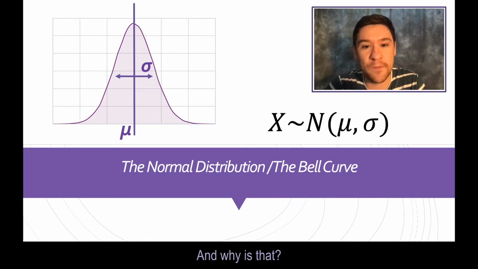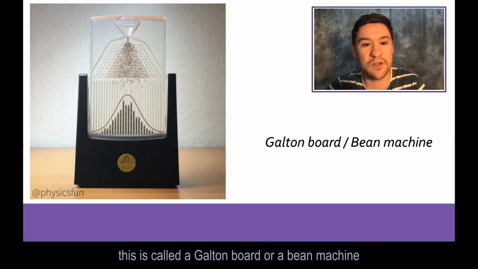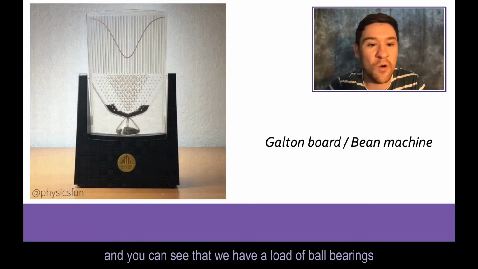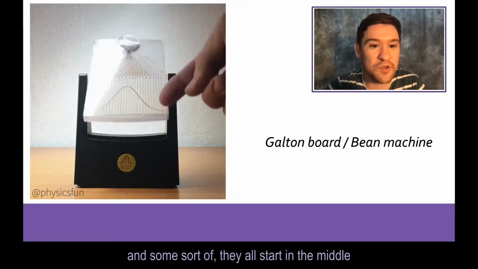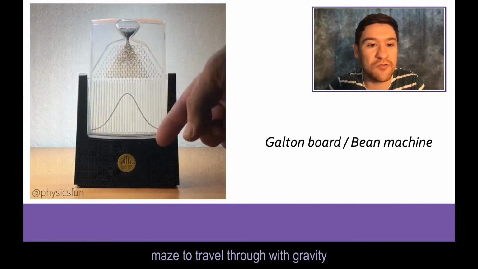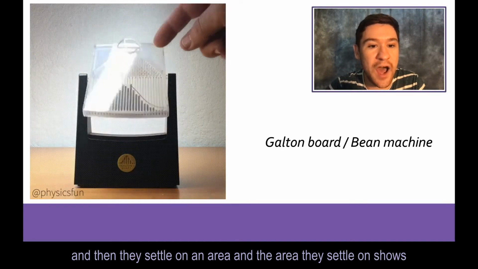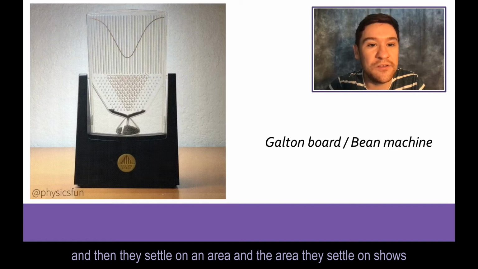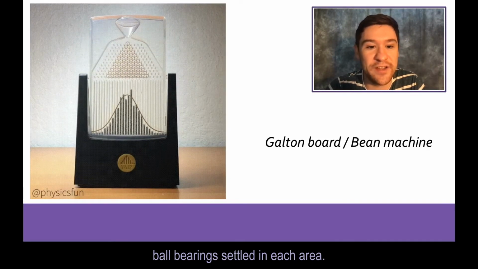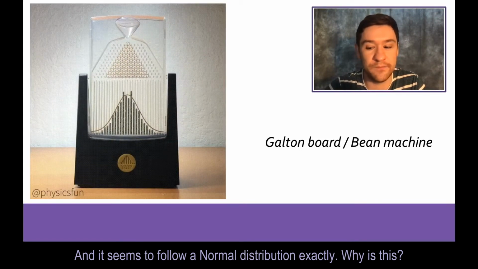And why is that? Well, one explanation comes from this. This is called a Galton board or a bean machine. You can see that we have a load of ball bearings and they all start in the middle. They all have some sort of maze to travel through with gravity, and then they settle on an area. The area they settle on shows the distribution of how many ball bearings settled in each area, and it seems to follow a normal distribution exactly.